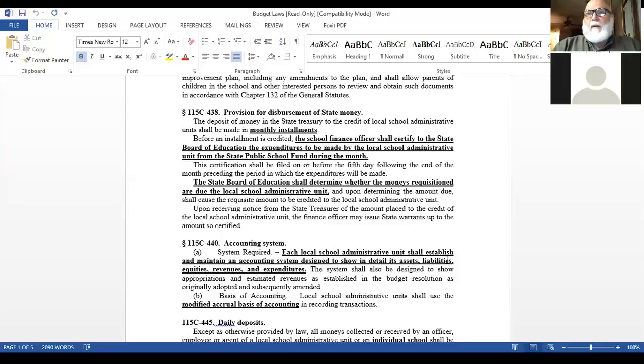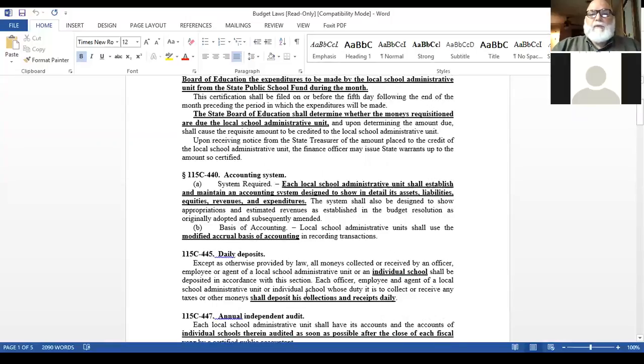And that little bit of money that comes to you for operations comes on an average daily membership basis also. So if you've got 1,000 kids, you don't get paid for 1,000. If your attendance is 95%, you get paid for those 950 kids that showed up. So every percentage point that you can go up on your attendance means more money for your district. So that's why attendance is important. All right.